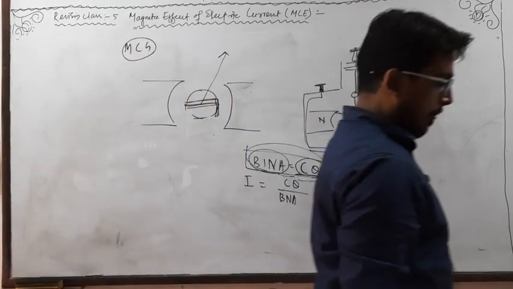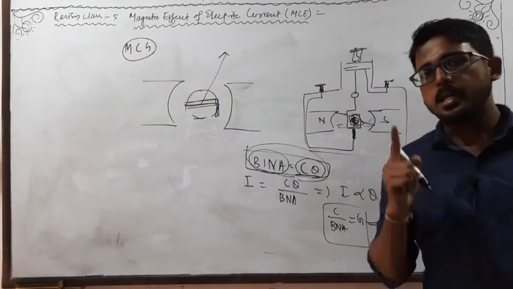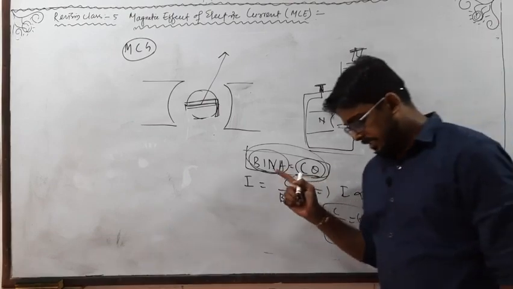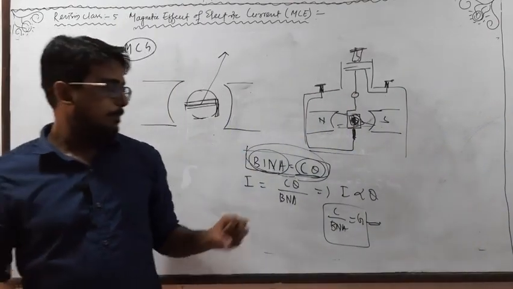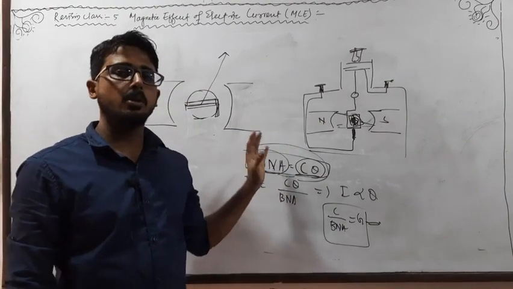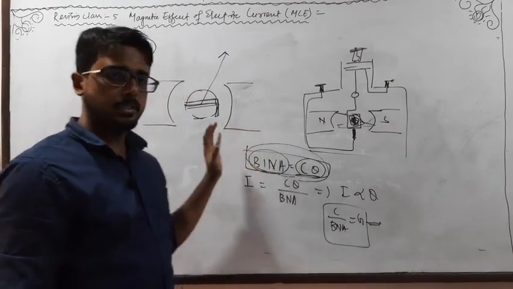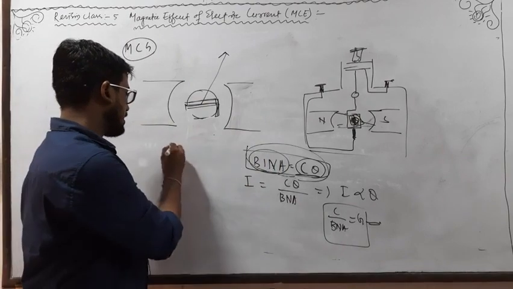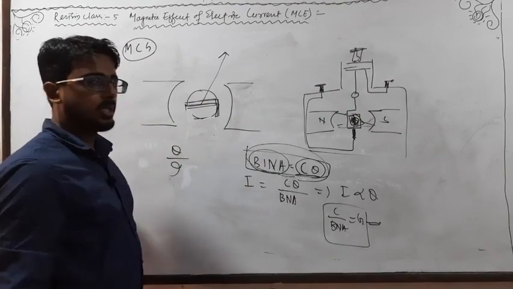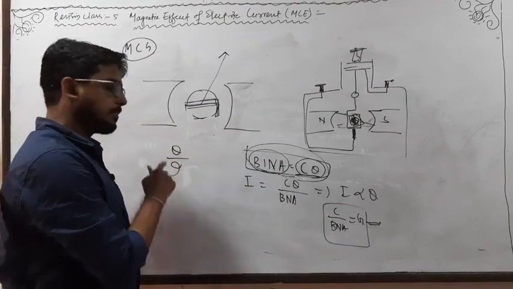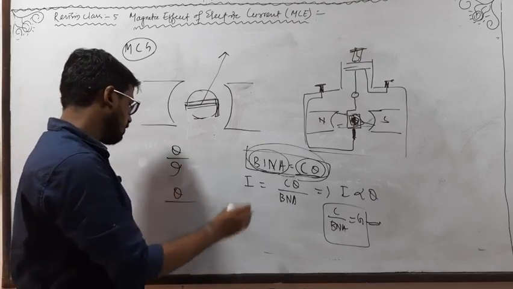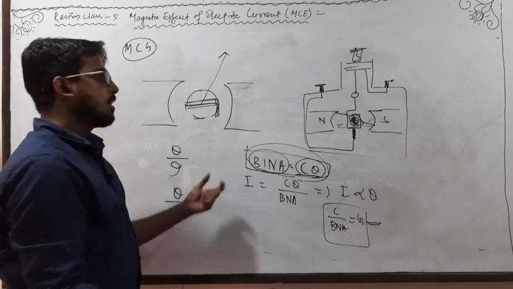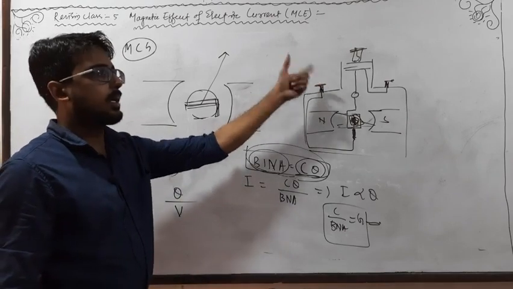So from this we can get the voltage sensitivity and current sensitivity. What is the current sensitivity of a galvanometer? The current sensitivity of a galvanometer is the deflection shown by the galvanometer per unit current flowing through it, that is theta by I. Similarly, what is voltage sensitivity? It is the deflection shown by the galvanometer per unit potential difference supplied across the galvanometer.